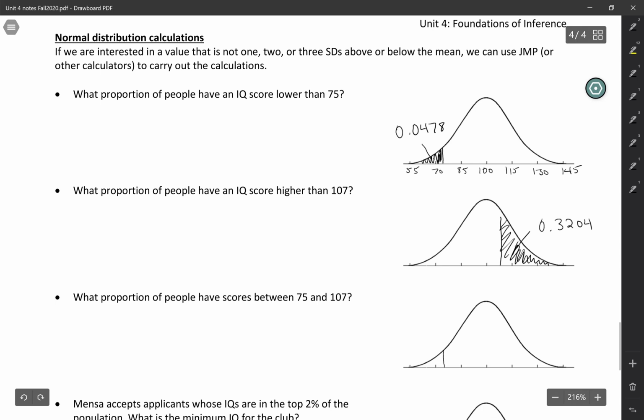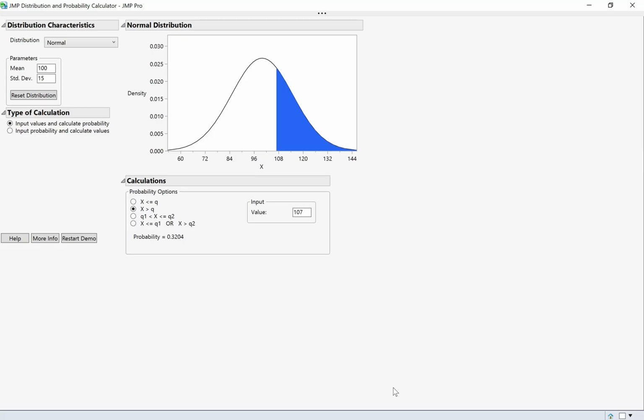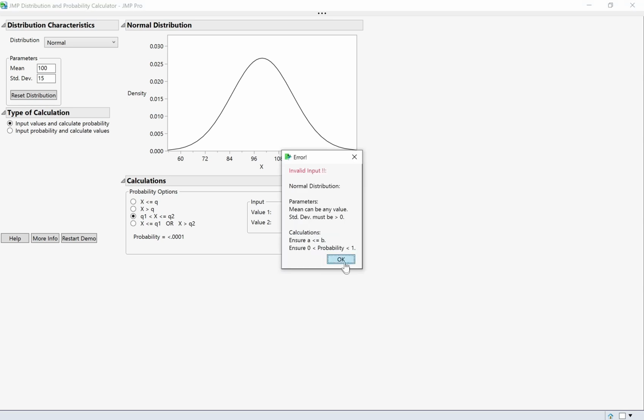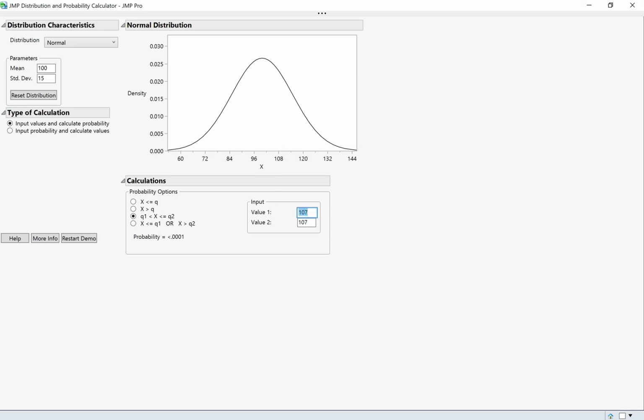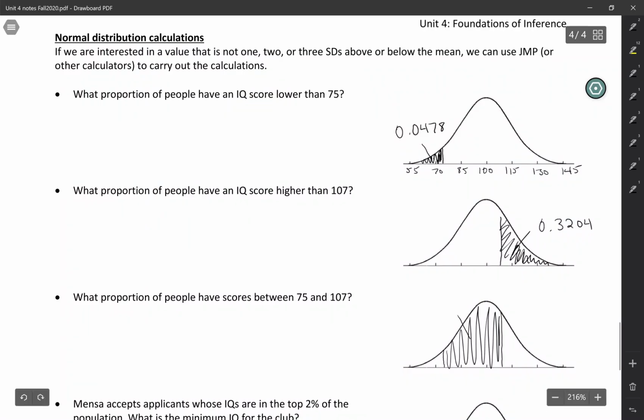What about the people with scores in between there? So between 75 and 107. So here I'm shading this section in between. And JMP has options for this too. This one requires two different input values. The catch here is that you always have to put the smaller number in for value 1. So if I try to do 75 here, it'll freak out. So I've got to put 75 in for value 1, and this is shading that area in between. So 0.6318. That's my probability for this area in between.